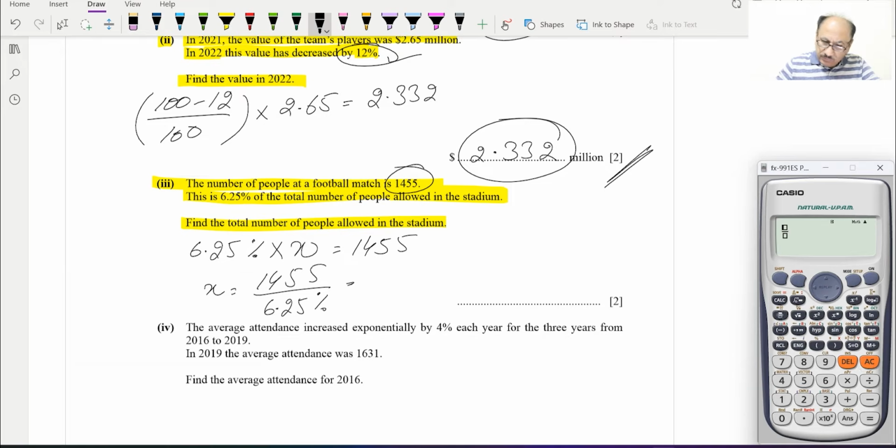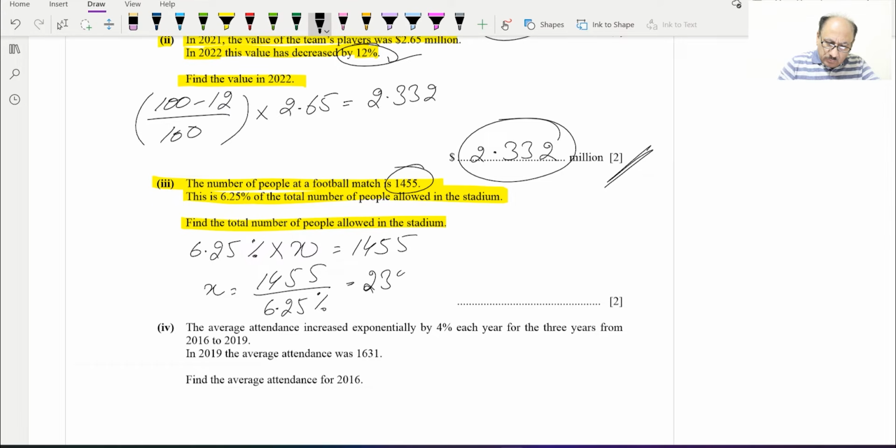This will be 1455 divided by 6.25, and this is percentage, and the percentage button is here, so we can write this is 23280. 23280. This will be our final answer at the proper location, and this is for 2 marks.